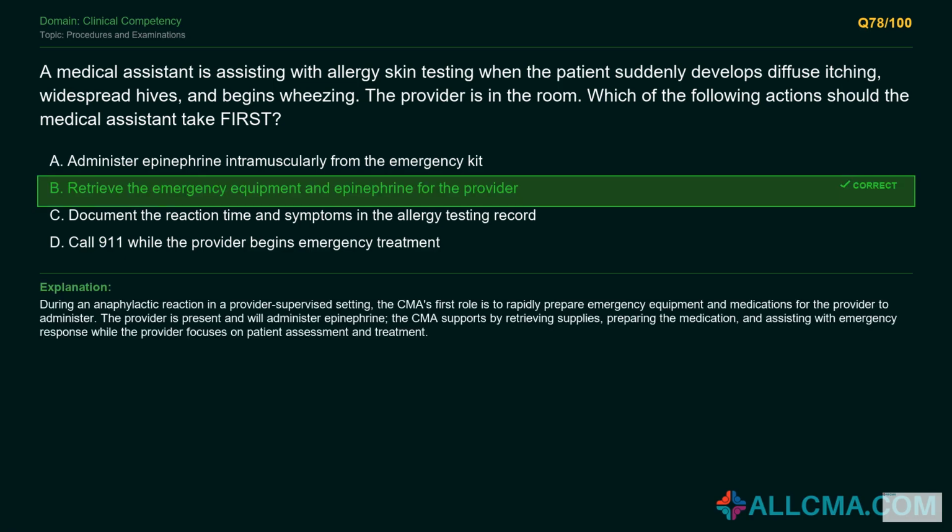The correct answer is B. During an anaphylactic reaction in a provider-supervised setting, the CMA's first role is to rapidly prepare emergency equipment and medications for the provider to administer. The provider is present and will administer epinephrine. The CMA supports by retrieving supplies, preparing the medication, and assisting with emergency response while the provider focuses on patient assessment and treatment.